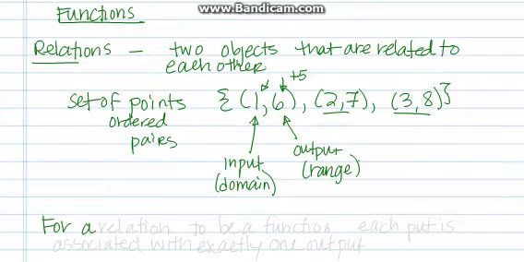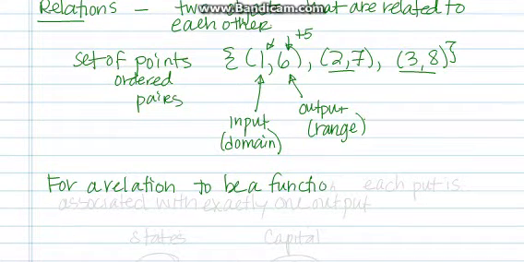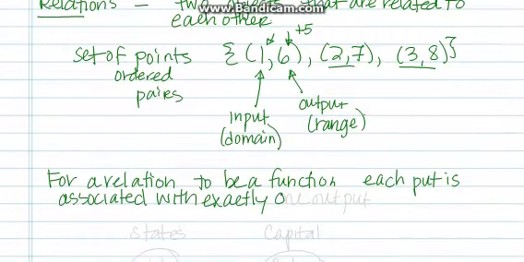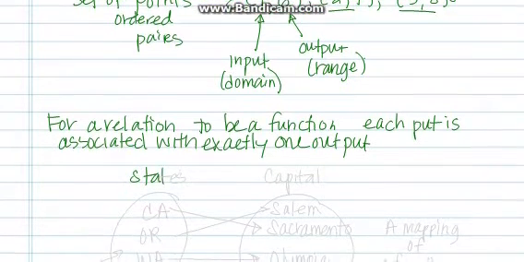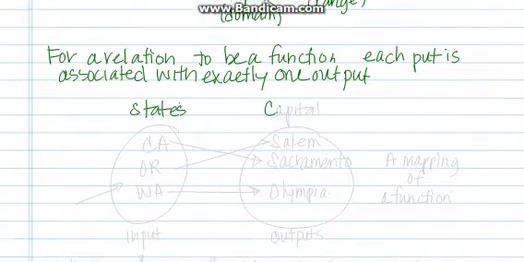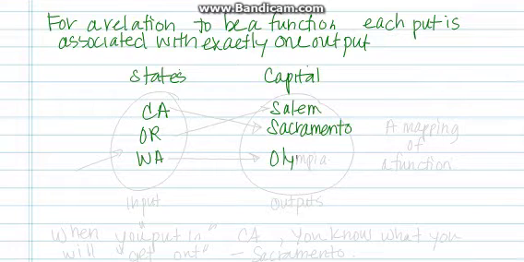Now, for a relation to be a function, each input is associated with exactly one output. So for example, we can consider the states in the United States and their capitals. And we'll just select a few to look at. So let's say we have California. We know that that has a capital of Sacramento. We have Oregon, which has Salem, and Washington, which has Olympia.